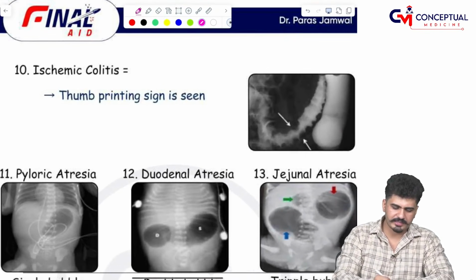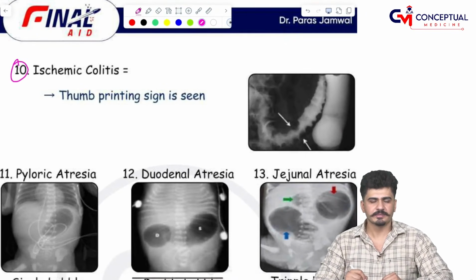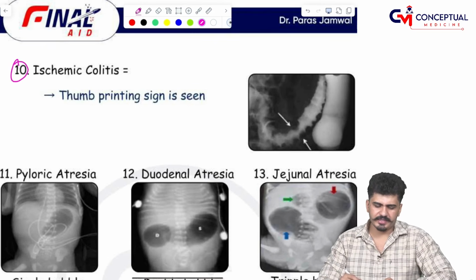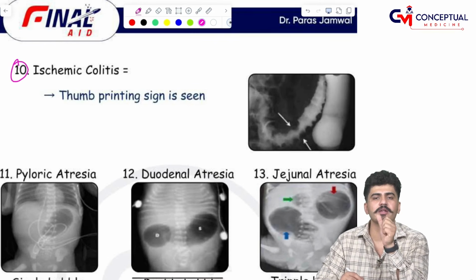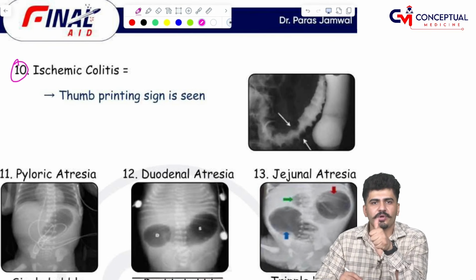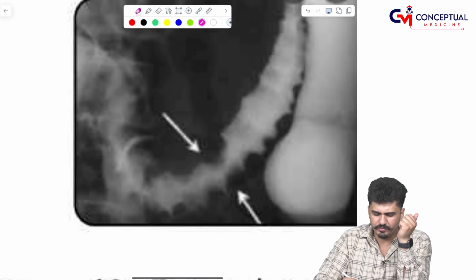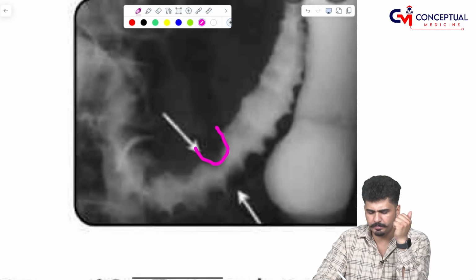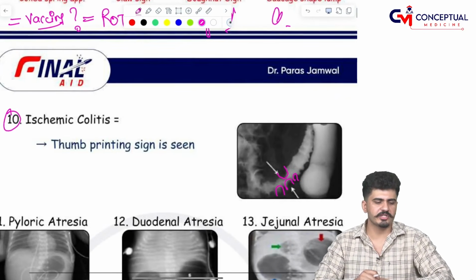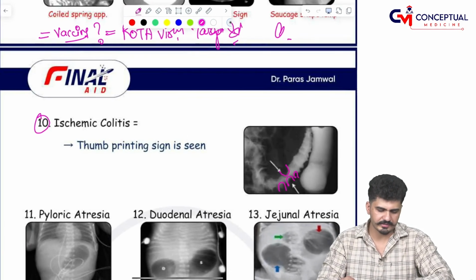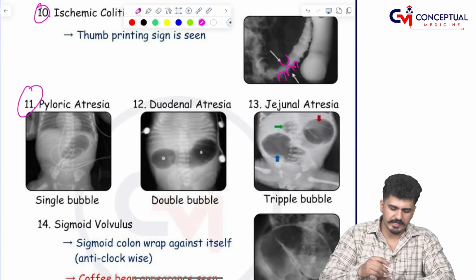Now let's talk about the 10th one, that is ischemic colitis. In ischemic colitis you will see ischemia, and ischemia on the X-ray looks more black. So here you can see the thumb printing sign. Thumb printing sign, ischemic colitis. Done, sir?